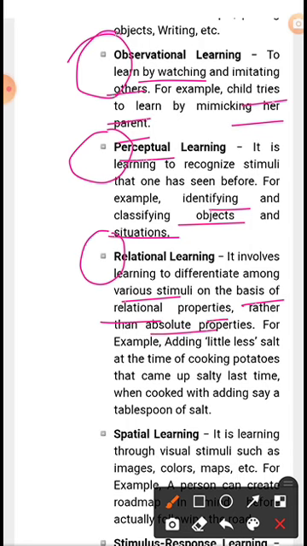For example, adding a little less salt at the time of cooking potatoes that came out salty last time, when cooked with, say, a tablespoon of salt. It means we are getting the idea from our past experiences. In this example, by adding a little less salt at the time of cooking potatoes that came out salty last time, when cooked with, say, a tablespoon of salt.